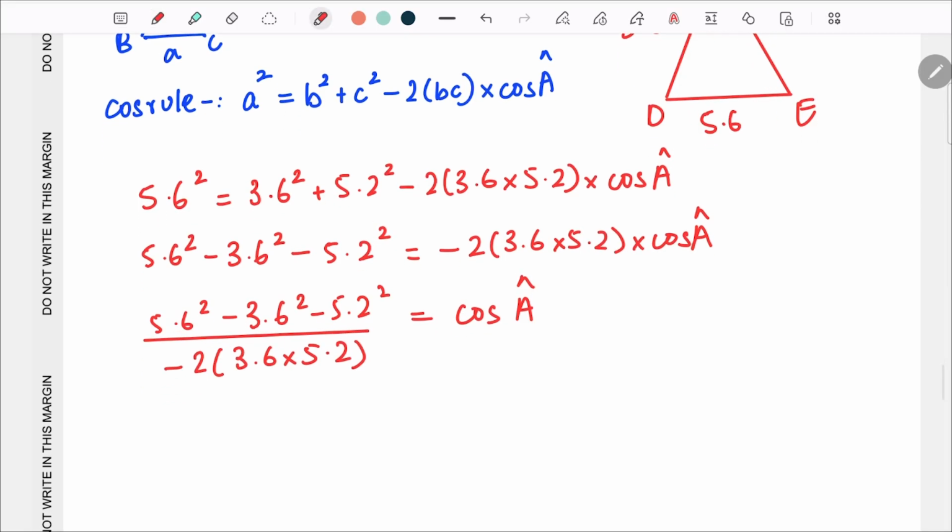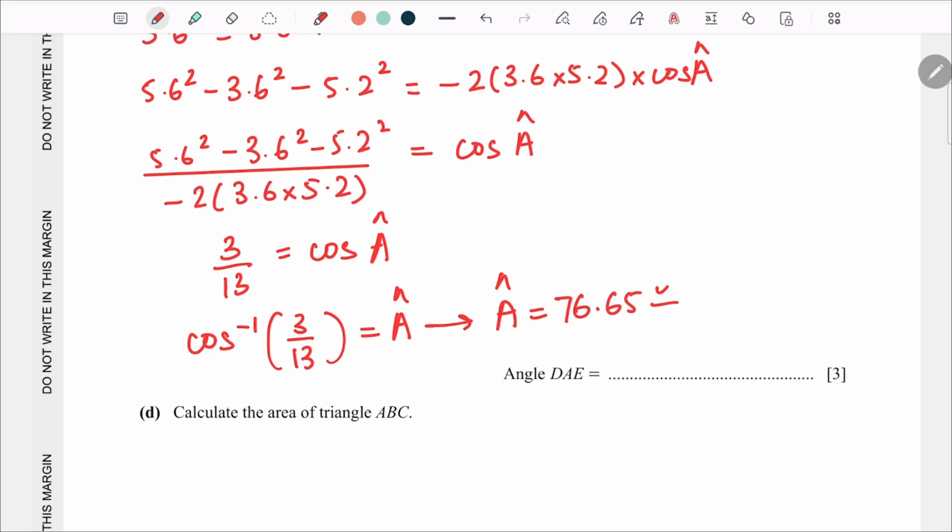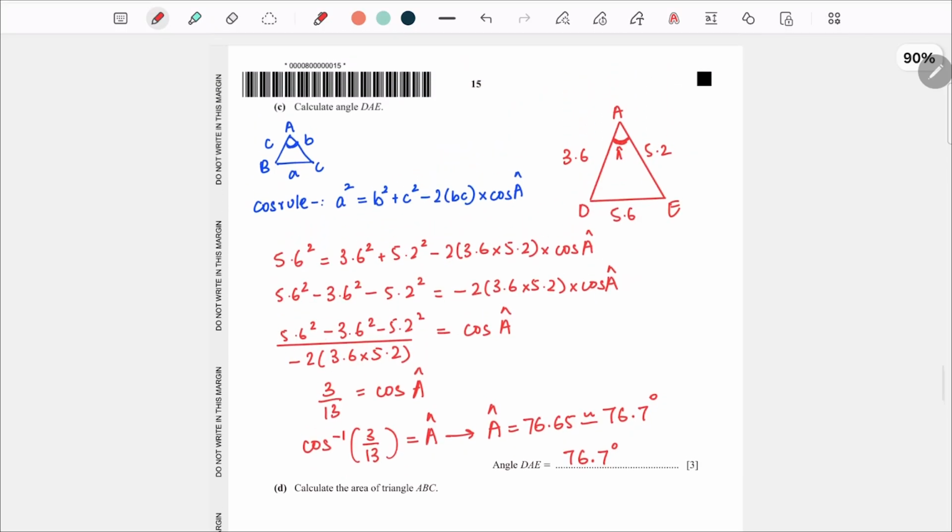When I put this entire thing in the calculator, I'm going to be getting 3 divided by 13 is equal to cos A. When I shift this cos to the other side, it's going to be cos inverse. So cos inverse 3 divided by 13 will be equal to angle A, and this angle A will be equal to 76.65, which can also be written as 76.7 degrees. So that is going to be my final answer.